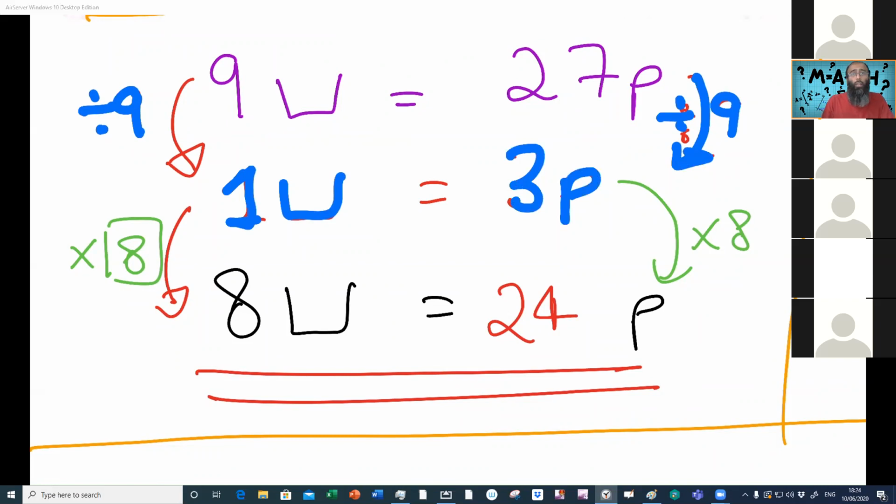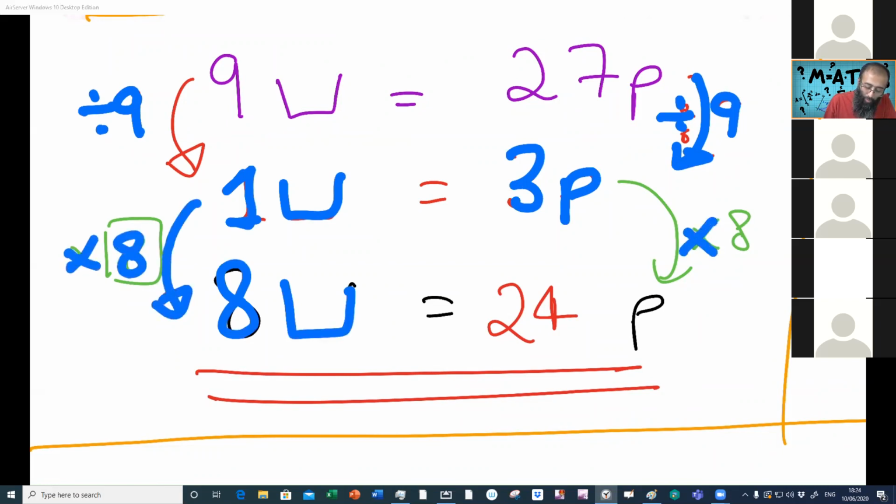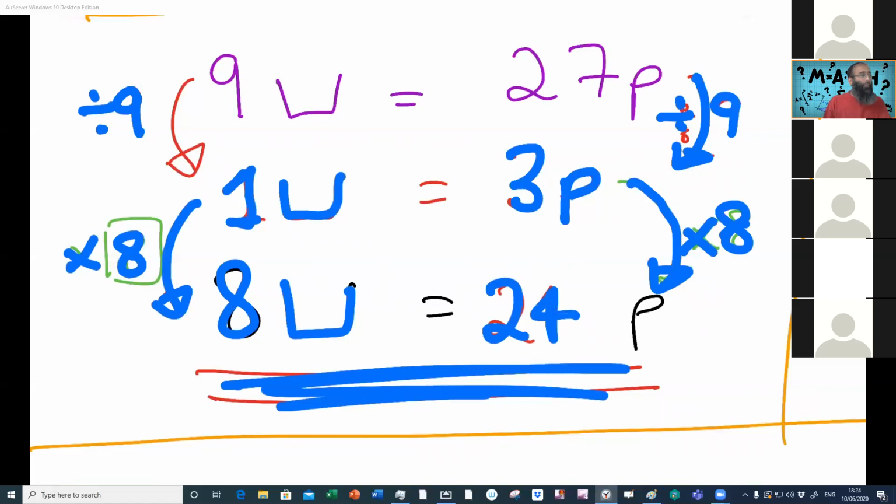Now the question was, work out the cost of 8 paper cups. So we go from 1 and multiply by 8. What we do on the left, we must repeat on the right. That gives us the cost of 8 paper cups as 24 pence. This is called the unitary method, where we work out the cost of 1 first.